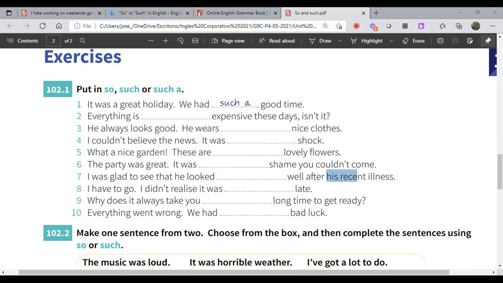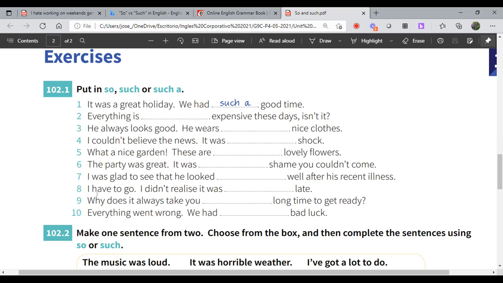Next one, number eight. I have to go. I didn't realize it was so late. I didn't realize it was such late. Or I didn't realize it was such a late. The next one. Number nine. Bueno, el significado de esto sería me tengo que ir, no me di cuenta. Realize, darse cuenta. Este verbo, realize, usted lo ocupa con S o lo ocupa con Z. S allá en Reino Unido y con Z aquí, este lado del mundo. Realize, darse cuenta. ¿Ok? No me di cuenta que era tan tarde.